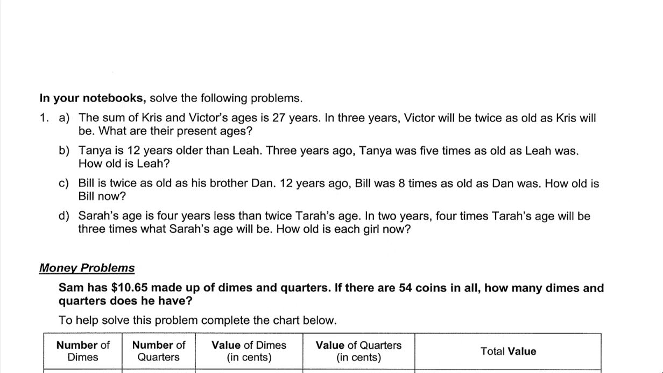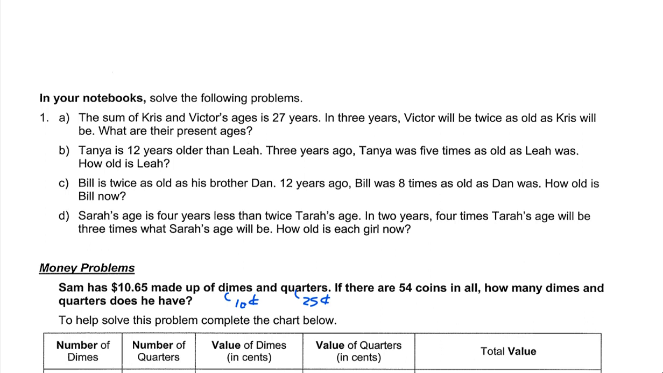Okay, Sam has $10.65 made up of dimes and quarters. So dimes are 10-cent coins, and quarters are 25-cent coins. And then they total $10.65. And they're telling us if there are 54 coins in all, how many are dimes and how many are quarters? Okay, so he's got a bag of dimes and quarters, and altogether it adds up to $10.65.